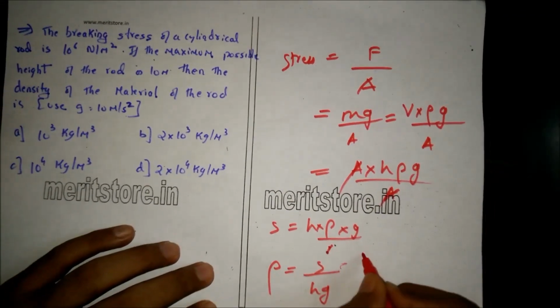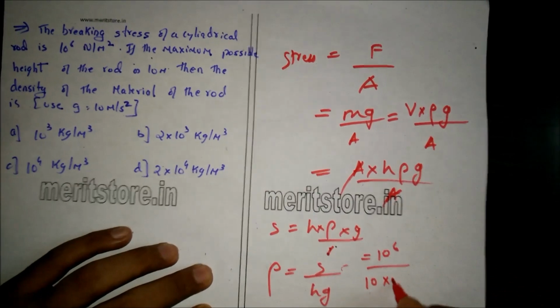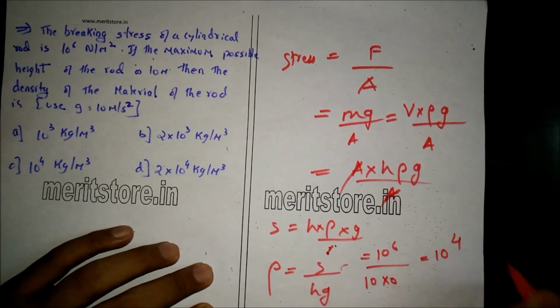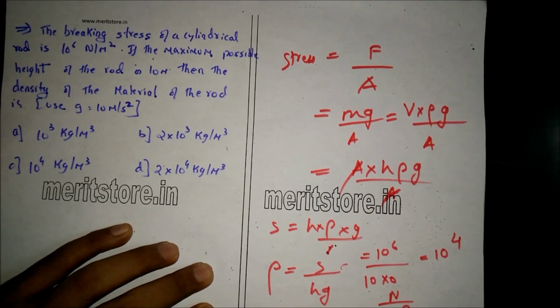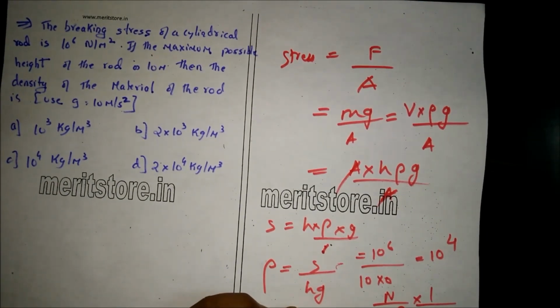Now, S is given as 10 raised to 6, height is given as 10, and g is given as 10, which will be equal to 10 raised to 4. Now, S is given in Newton per meter square, H is in meters, which is 1 upon m, and g is in meter per second square.